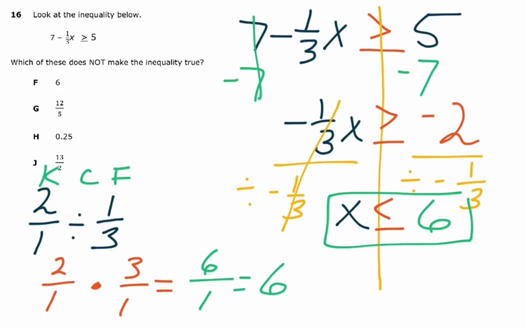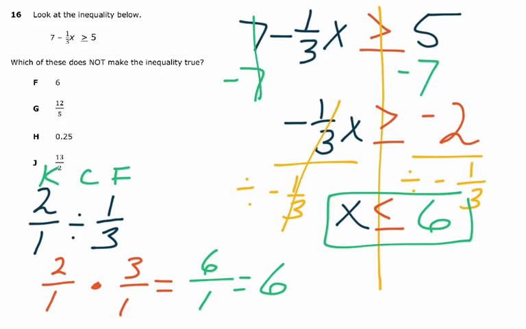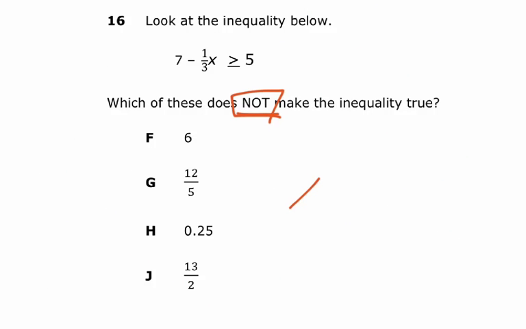Now, when you look at your answer choices, it says which of these does not make the inequality true. So which answer choice does not? Again, I had x is less than or equal to 6. So which one will work out? Could x be 6? Well, yes, it could be on F. So that will make it work out. So F wouldn't be good because 6 will actually work there. It could be less than or equal to.